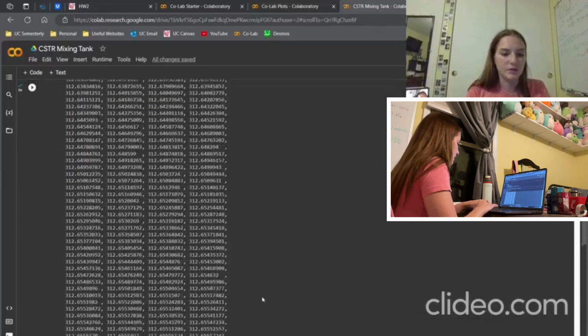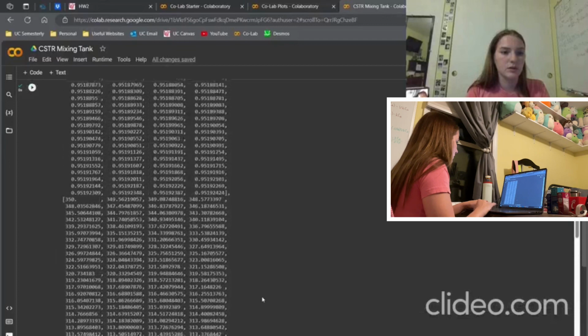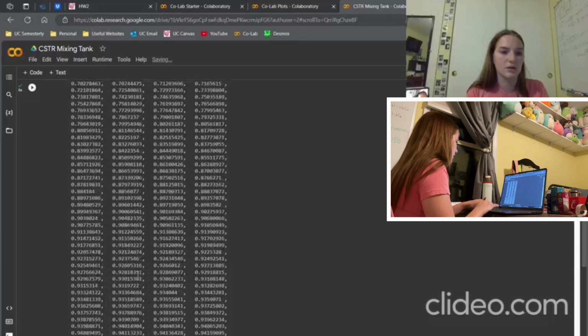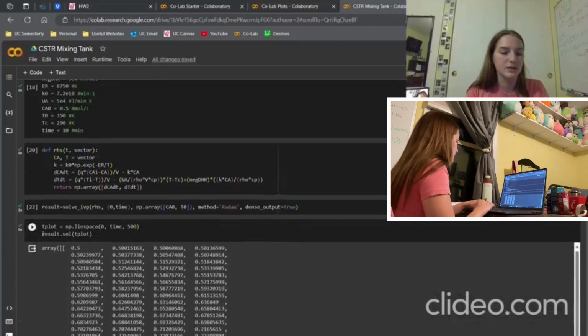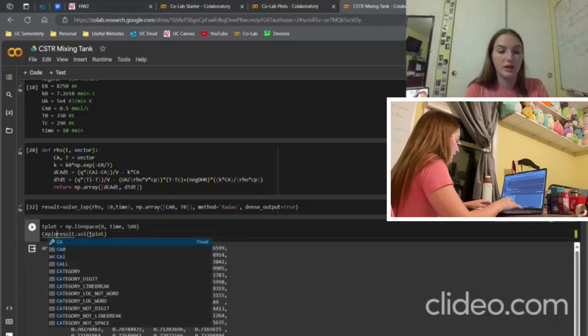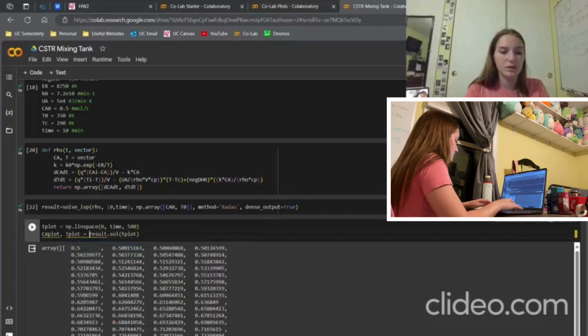So now we can see that we have two different arrays here. Oh, where's our other array? There we go. So this array is our concentration, and then this one down here is our temperature. So you can see that it does work. So now we want to have a plot for our concentration and for our temperature. So we're going to have CA plot and our T plot.